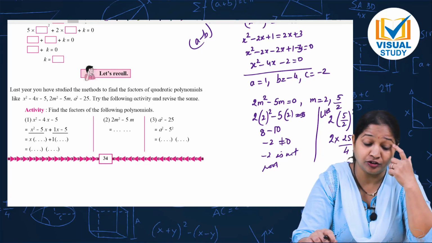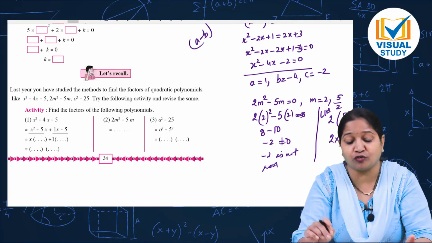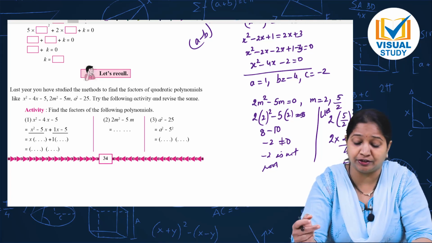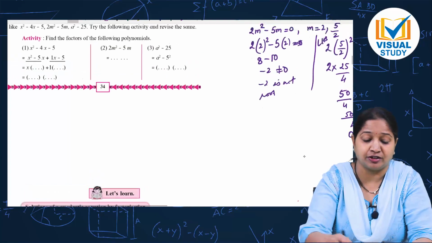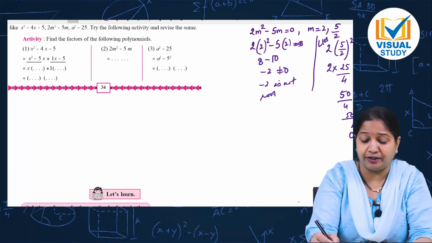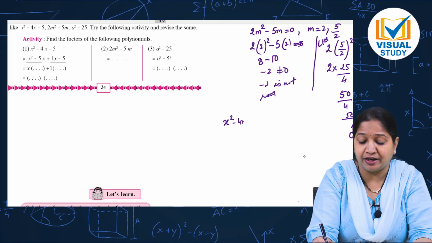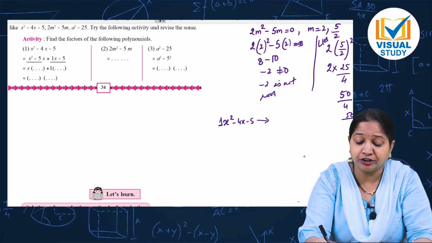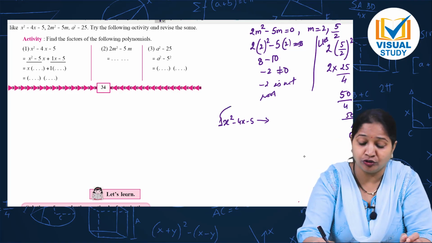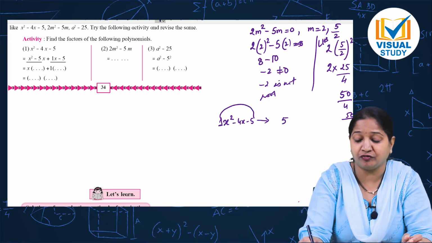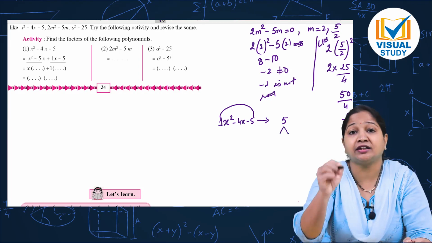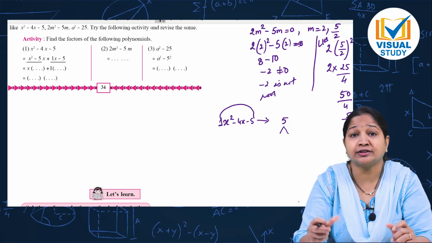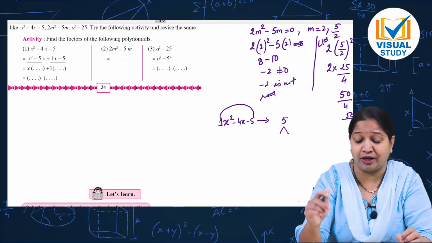Now, last year you studied the method to find the factors of a quadratic polynomial. That means the factorization method. The middle term splitting method is also there. Now, for middle term splitting, x square minus 4x minus 5. For this, the coefficient of x square is 1. So you have to multiply 1 into 5 and you get 5. Now find the factors of 5 such that their sum or subtraction gives you minus 4.